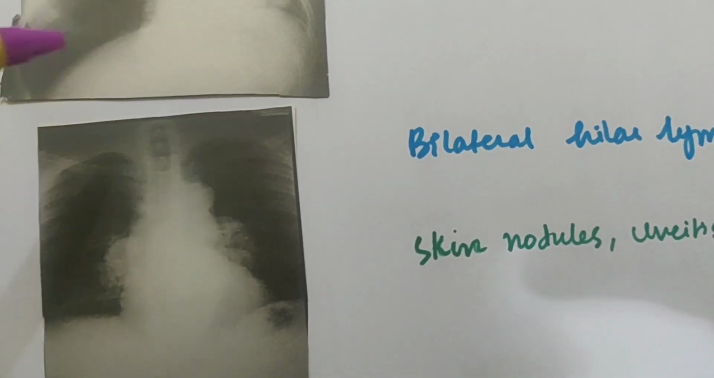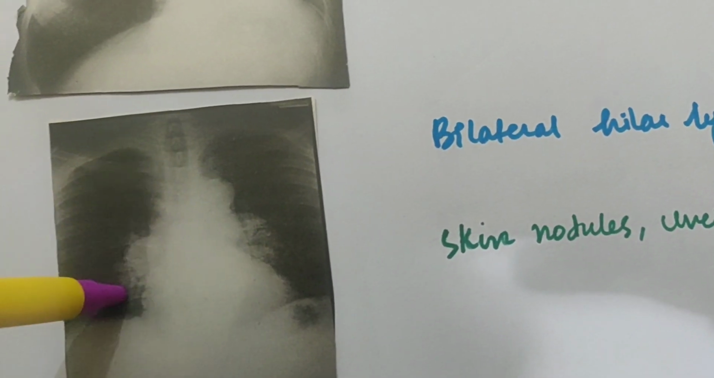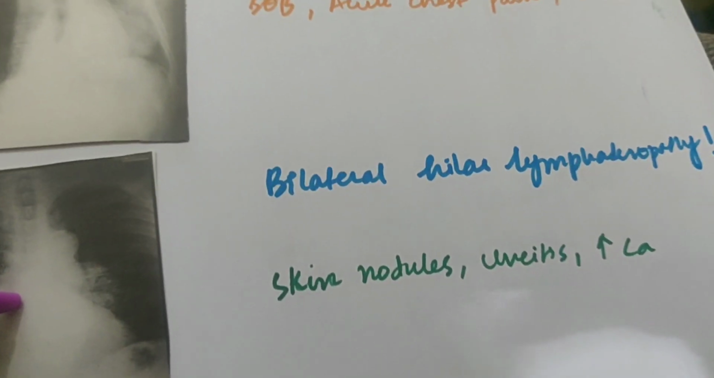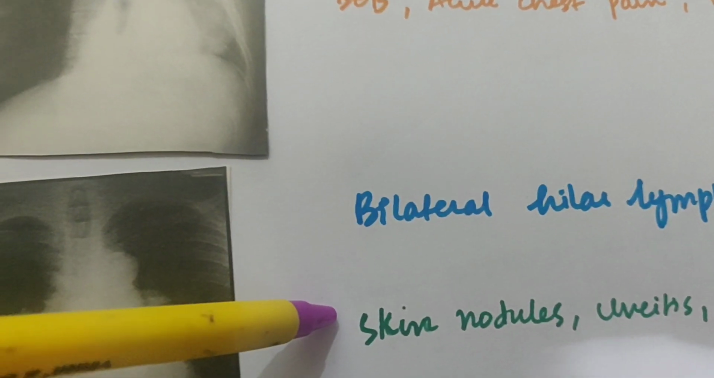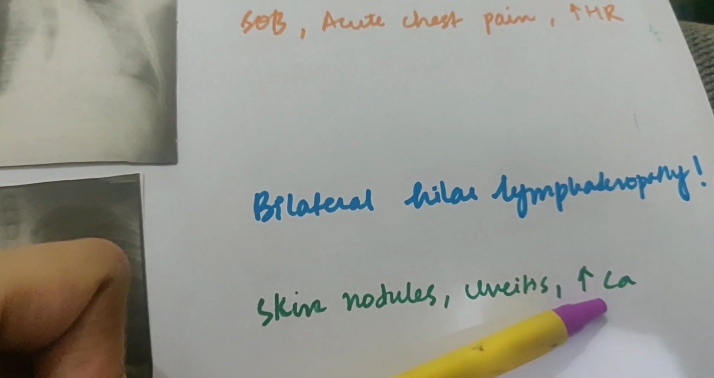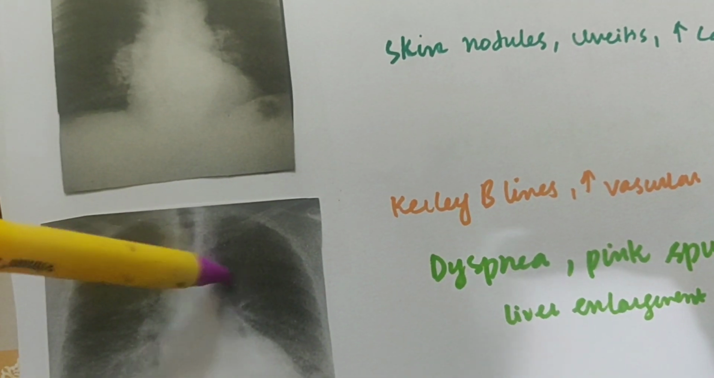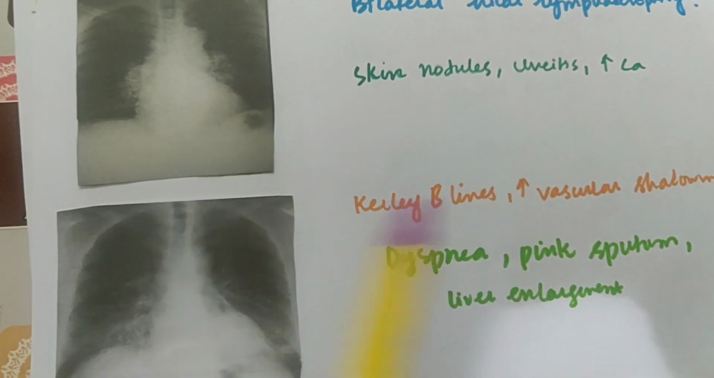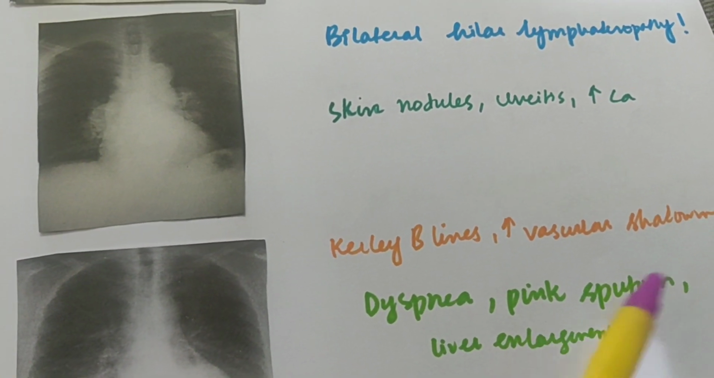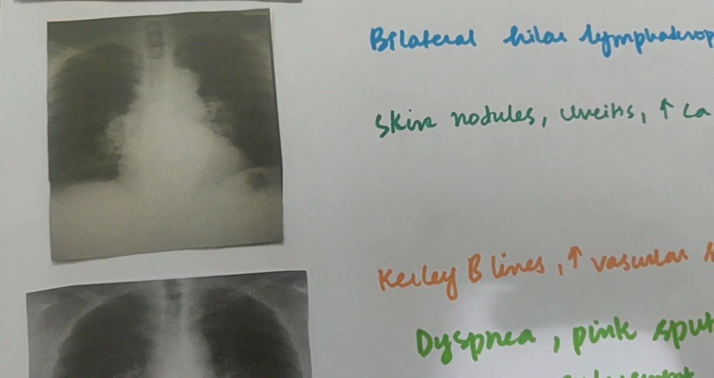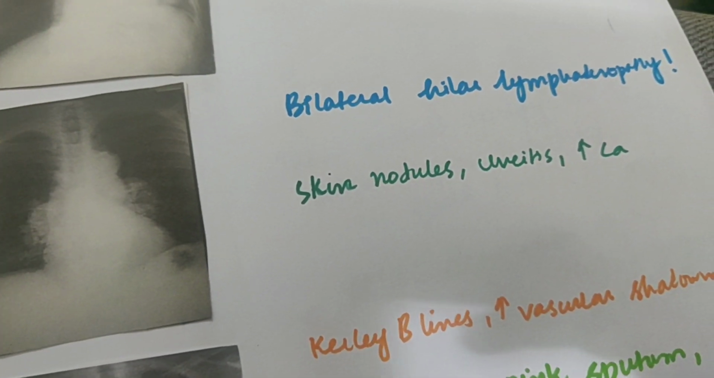Now what is this? These are the hilums. There are some balls here, right? Bilateral hilar lymphadenopathy, characteristic of sarcoidosis. Patient can be an African American lady with skin nodules on her legs. What is it called? Erythema nodosum, uveitis, and the patient had hypercalcemia. Now what is this? Very important. In this x-ray we have curly B lines and increased vascular markings. The patient had dyspnea, pink sputum, and liver enlargement. What is it? Pulmonary edema. From what? Left heart failure, right? Good.